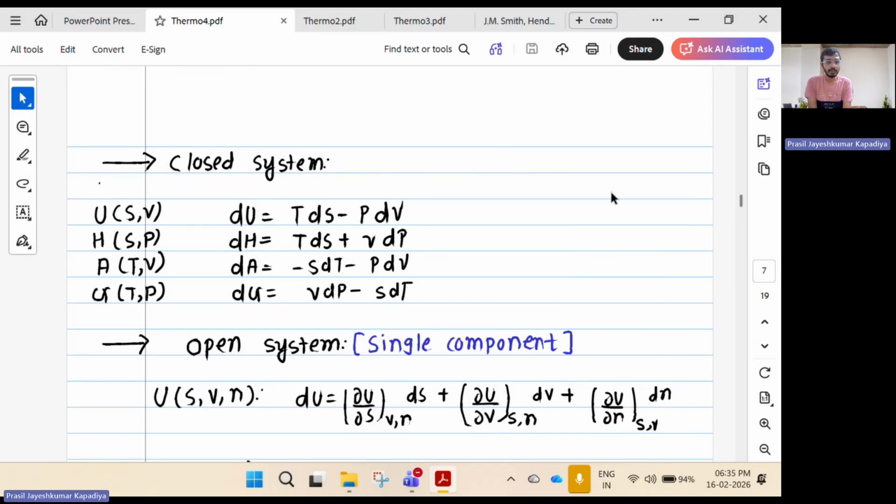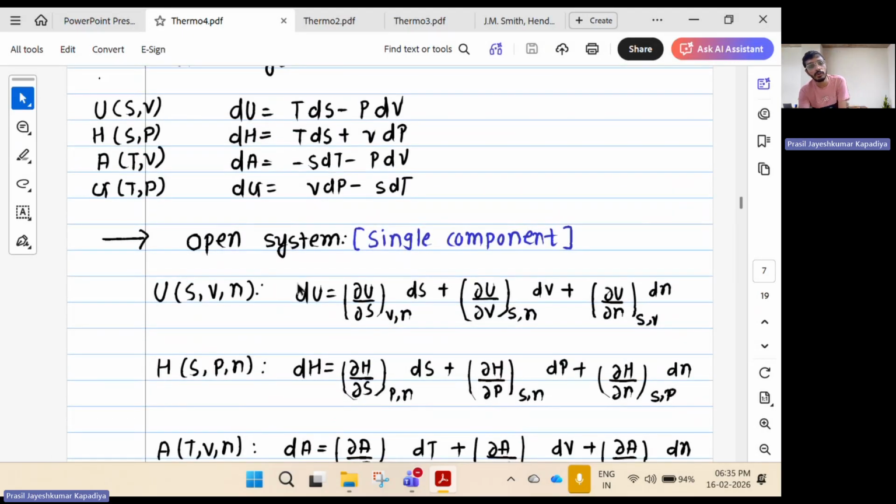Okay, so now when I am dealing with an open system, we also need to take that U will be a function of the number of moles of a particular component. Let's say I'm currently dealing with a single component system. So my U will be a function of S, V, N. So I can write dU as: dU is equal to del U del S at constant V, N dS plus del U del V at constant S, N dV plus del U del N at constant S, V dN.